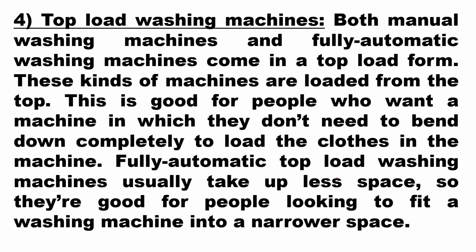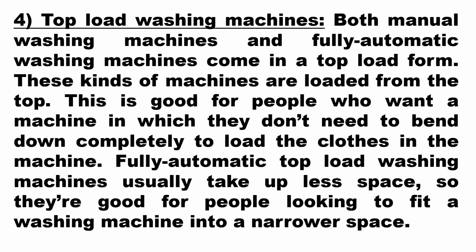Then we'll go to see what you mean by top loading washing machine. Both manual washing machines and fully automatic washing machines come in a top load form. These kinds of machines are loaded from the top. The clothes are put from the top. This is good for people who want a machine in which they don't need to bend down completely to load the clothes.